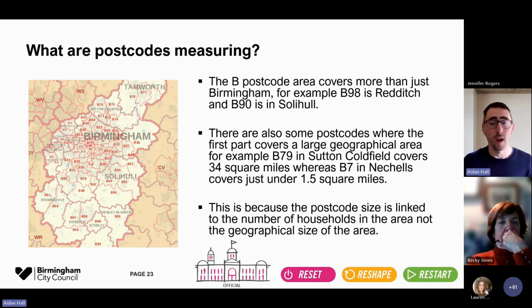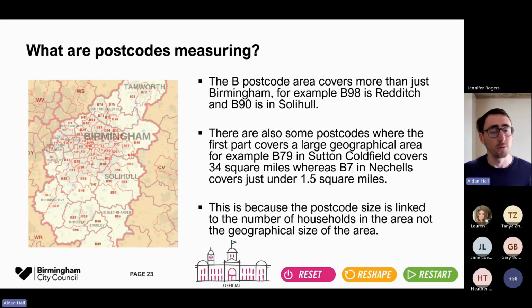We also know that there's such variation in the size of that first half of the postcode. For example, I think it's B75, I'm not sure, it is B79 actually, in Sutton Coldfield, which has 34 square miles, whereas B7 in Nechells is just 1.5 square miles. As it says on the slide, this is because postcode size is linked to the number of households in the area and not the geographical size. So if you're doing some sort of intervention or providing some sort of service, it's really important to understand that variation or understand uptake in different areas, which is why collecting postcode is so important.